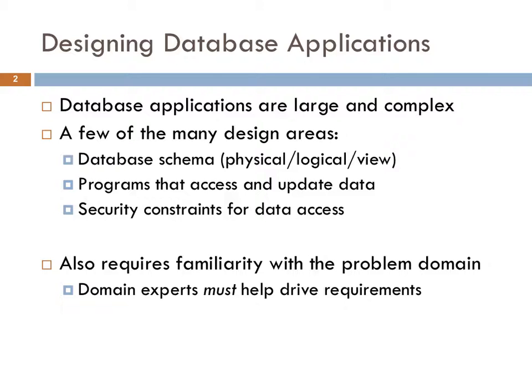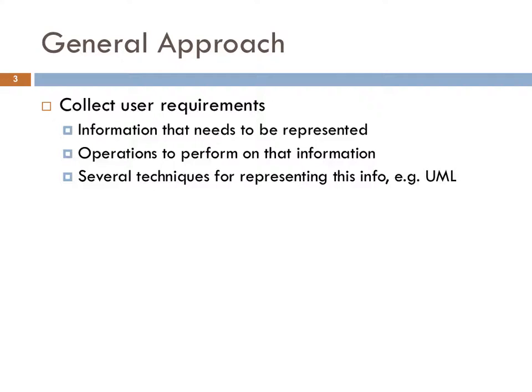Okay, so you collect user requirements, what needs to be represented, like, oh, I have a company and it's a large company, so we definitely have employees with the same name, that kind of thing. We need to be able to distinguish between them, maybe have a picture as well. Operations to perform on that information. So what kinds of tasks will the database need to support?